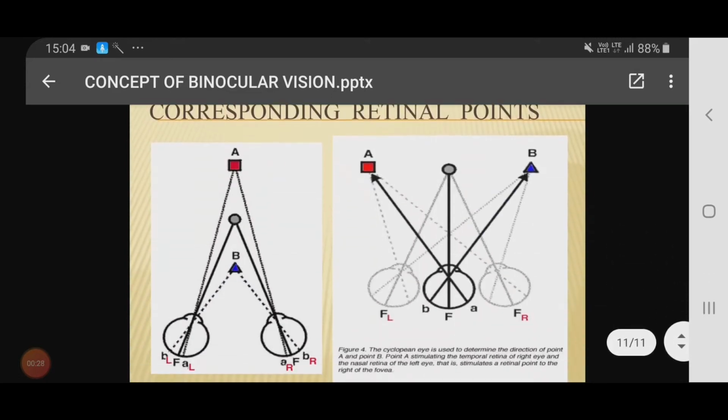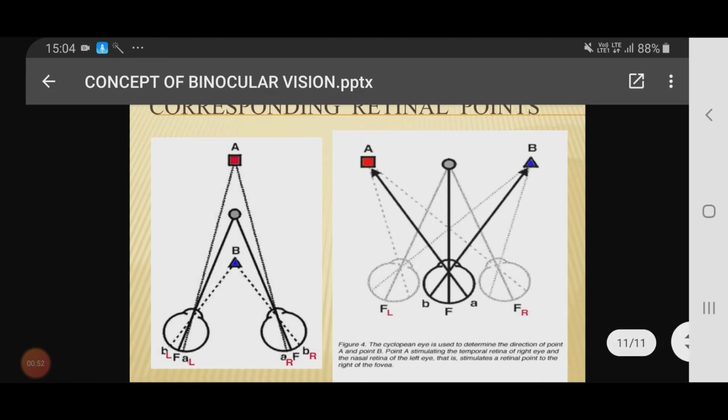Now let's look at this diagram. There is a red color square. The rays of light from this red square are falling on the fovea of the right eye as well as the fovea of the left eye. That's why we are seeing it single. So the fovea of both eyes forms the corresponding retinal elements of each other.